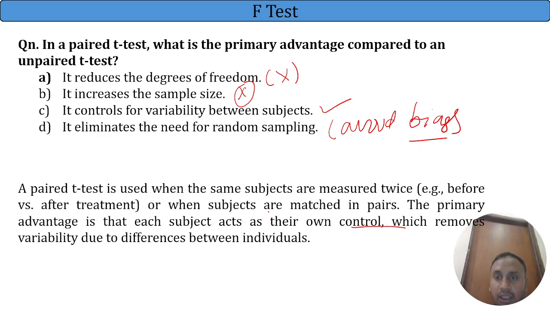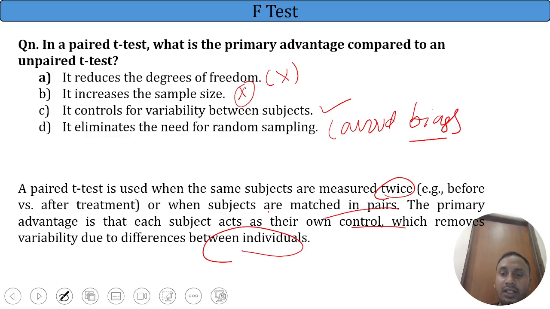So now we'll go for the third question. A paired test actually uses the same subjects measured twice, meaning before and after treatment, so it matches the pairs. The primary advantage is that a subject acts as their own control, which removes the variability between individuals. Okay, so we'll go next.